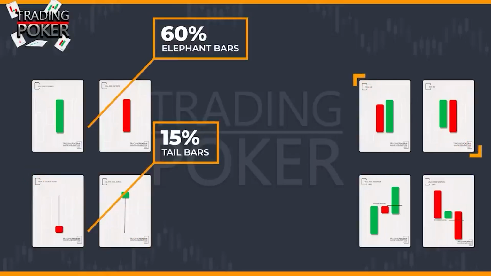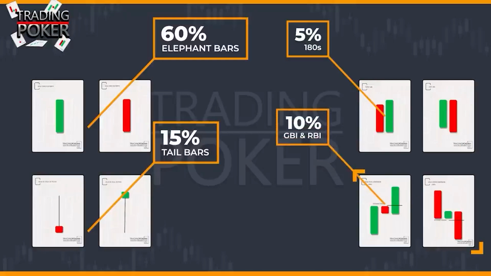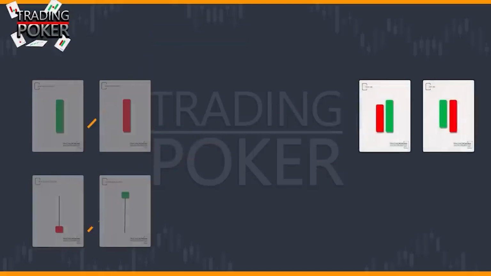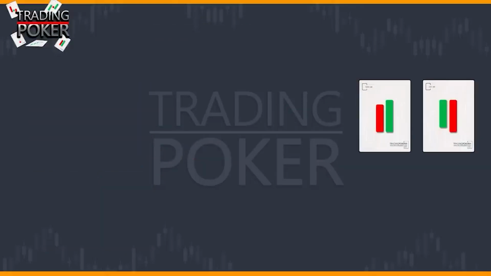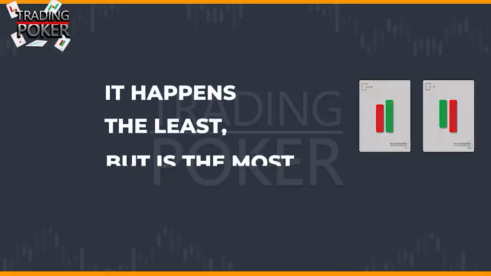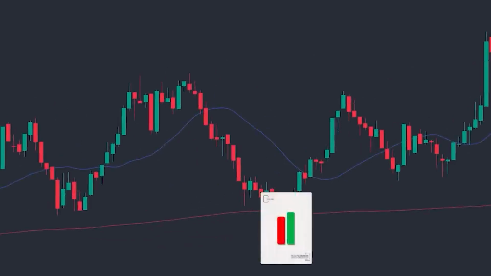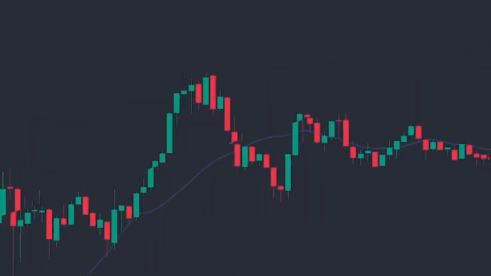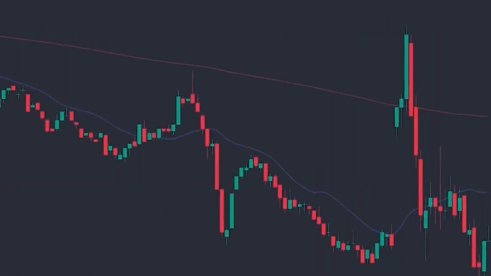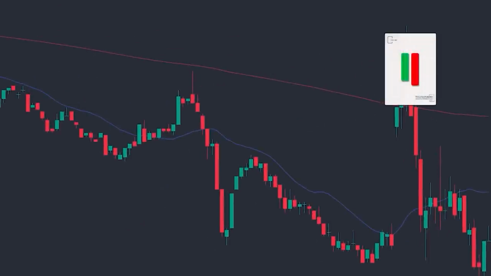75%. 180s represent 5% of your plays. RBIs and GBIs represent 10% of your plays. So think about this. The bulk is in the first two. The 180 is a specialty play because it happens the least frequently of all the events, but it's interesting to note that it is the most powerful of all the plays. So it happens the least frequently, but it is the most powerful statistically of all four plays.